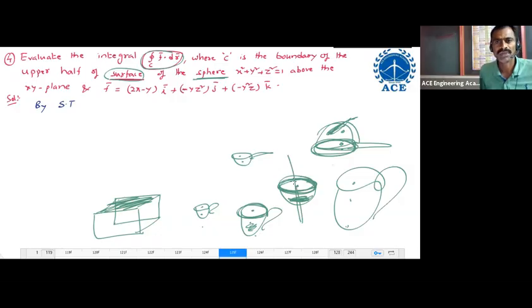It is a relation between line integral and surface integral. That means the work done along the boundary is the same as the flux across the surface only.